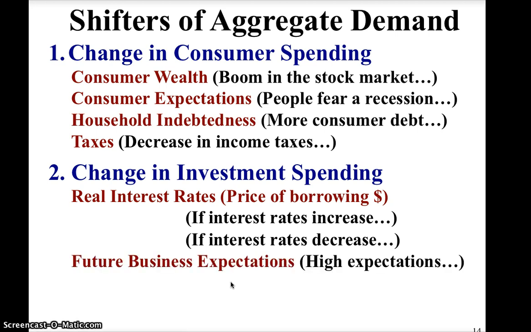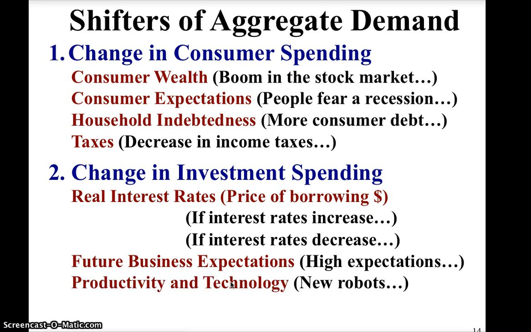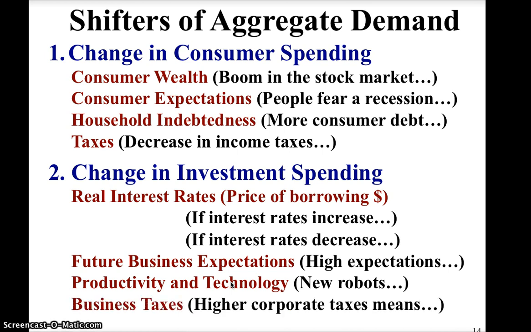Future business expectations. If there are high expectations, obviously they're going to invest in their own company. Productivity and technology, new robots are going to not only help you produce more, but that's a change in investment spending also. And just like this tax cut in 2017, this says higher corporate taxes means less investment. In this case, the tax rate is being dropped from 30% down into the 20s. So that should increase the amount of investment spending by businesses.